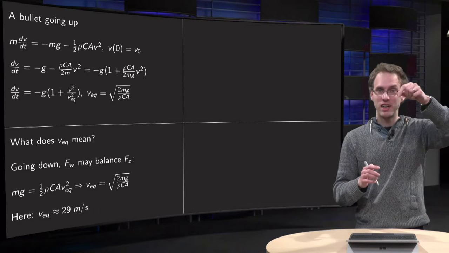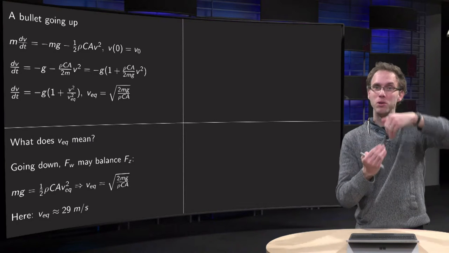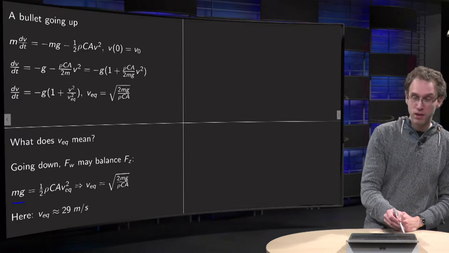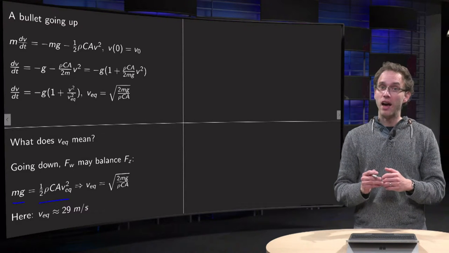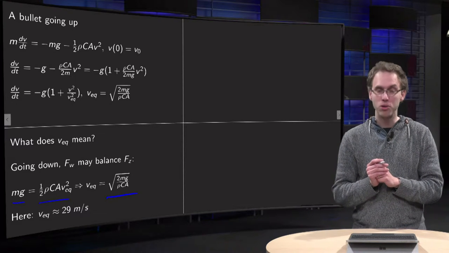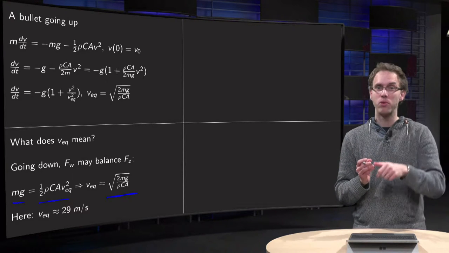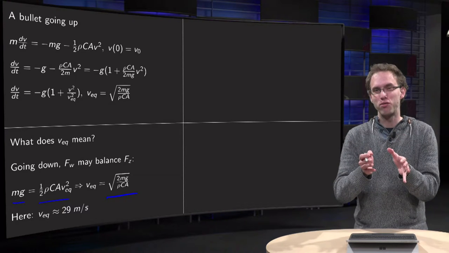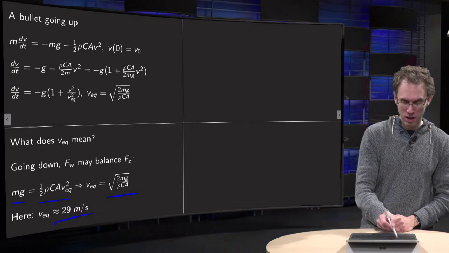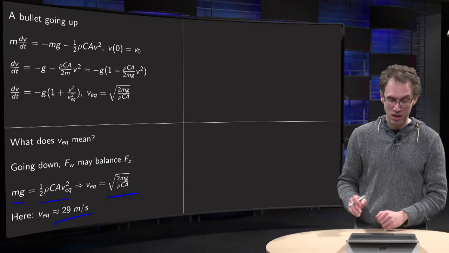So what does this V equilibrium mean? Well, in the downward trajectory, eventually the gravity and the frictional force are going to cancel out, they are going to balance. So if you're going down, they balance if gravity equals frictional force at a certain velocity. And if you solve for this velocity, you get exactly this parameter 2mg over rho CA. So that's what V equilibrium means. It's an equilibrium velocity going downward. So it's convenient to use this combination of parameters because it means something physically. And if you plug in all the numbers, by the way, you get an equilibrium velocity of 29 meters per second, which is pretty fast, 100 kilometers an hour.